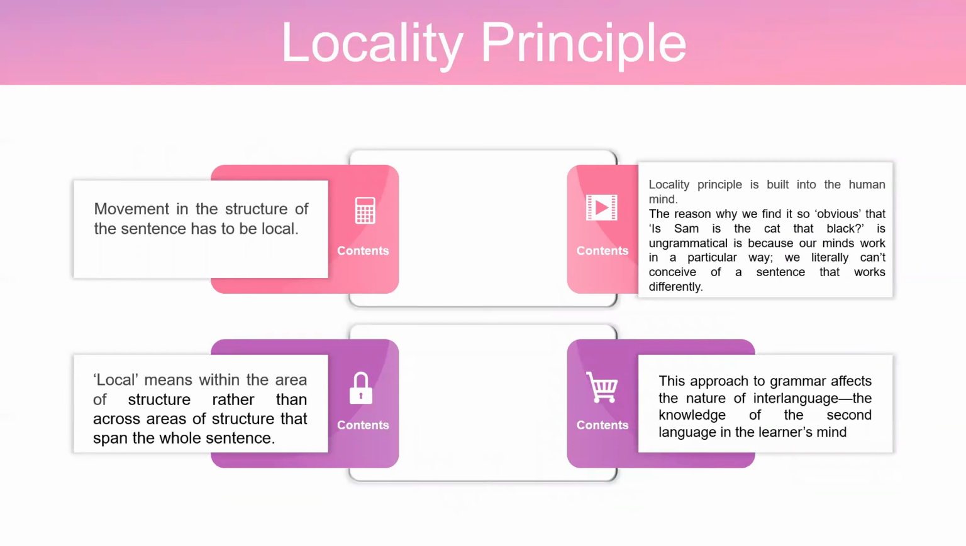One principle that has been proposed is called locality. It is that movement in the structure of the sentence has to be local. Local here means within the area of structure rather than across areas of structure that span the whole sentence. For example, we're going to make or construct a sentence or a question like this: I saw the cat that is black. How would you explain it to your students?